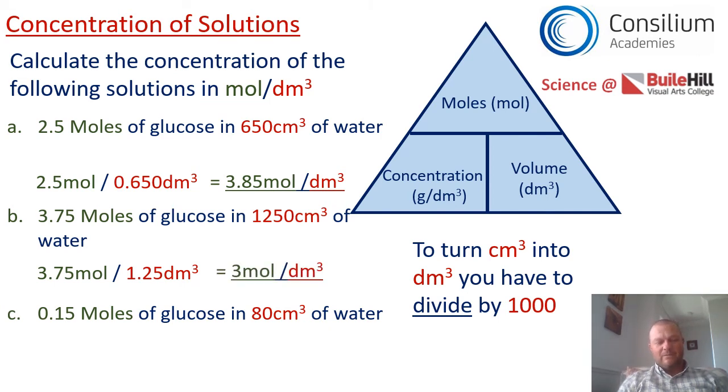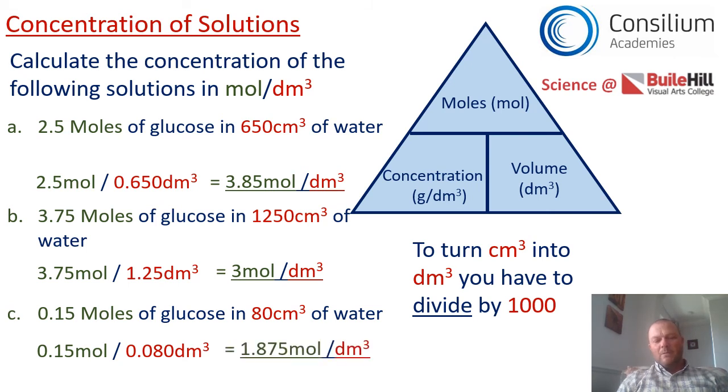And the final one, we've got 0.15 moles. We've only got 80 centimeters cubed of water. Be careful with this one. It will be 0.15 divided by 0.080, and the answer will give us 1.875 moles per decimeter cubed. Well done if you got all those right.